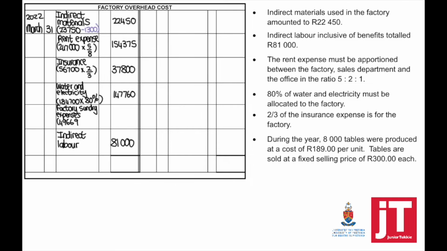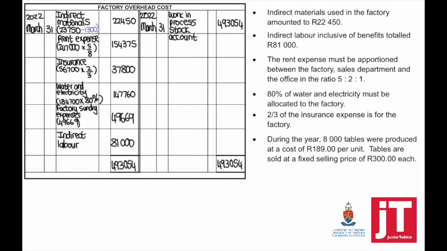During the year, 8,000 tables were produced at a cost of $189 per unit. Tables are sold at a fixed selling price of $300 each. That has nothing to do with the factory overhead cost. This means that there's no change to the factory sundry expenses. So we can just write that which we've shown in brackets as our final amount. Our next step is to calculate our factory overhead cost, which should be taken to the work in process stock account.